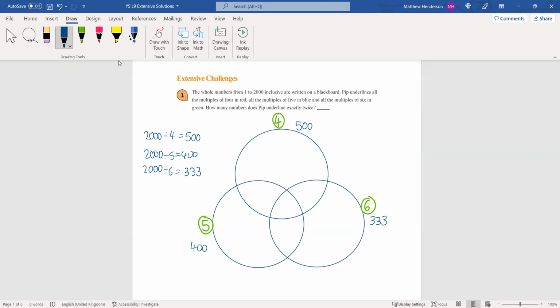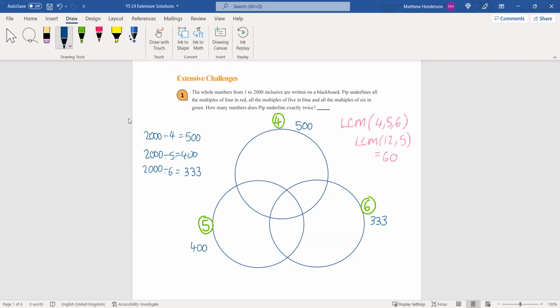So for a number to be a multiple of 4, 5, and 6, it needs to be a multiple of all 3 numbers. So we can look for the LCM, the lowest common multiple of 4, 5, and 6. Well, we know the lowest common multiple of 4 and 6 is 12. So we're looking for the lowest common multiple of 12 and 5. So that gives us 60.